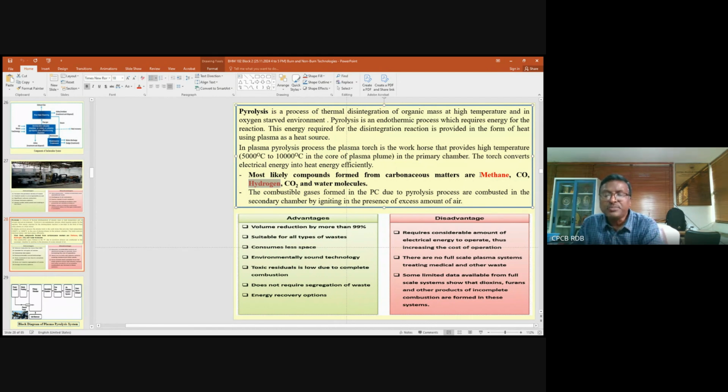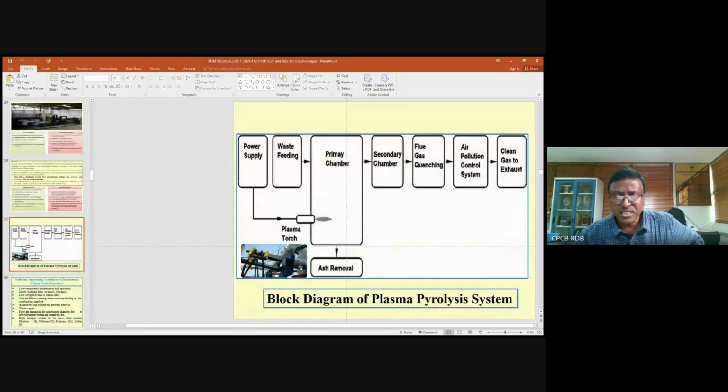Here, in pyrolysis, we use high energy, like plasma pyrolysis, where high-energy plasma is used. The torch converts electrical energy into heat energy, and this plasma helps in conversion of waste into methane, carbon monoxide, hydrogen, carbon dioxide, and water molecules. Methane, carbon monoxide, and hydrogen are burnt in the secondary chamber in the presence of excess air, and therefore the emissions from the pyrolysis process are in general toxic-free constituents. Whereas in the conventional process, where we use fuel as a treatment method, depending upon the temperature that we maintain in both primary and secondary chamber, toxic gases will be emitted. If you operate a proper cleaning system, then whatever gases are there can be eliminated in the after flue gas cleaning system.